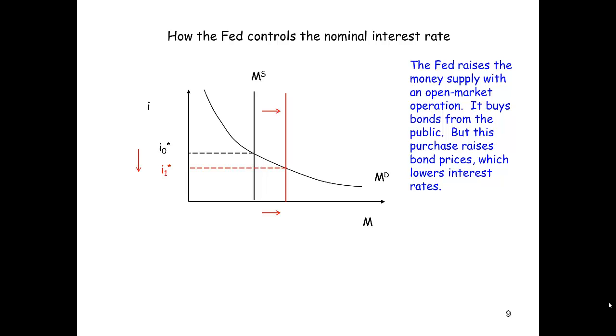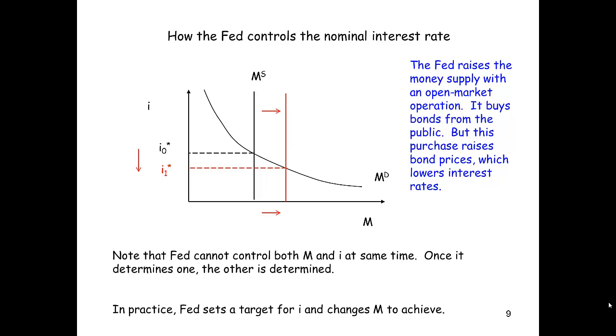Now note that the Fed cannot control both the money supply and the interest rate at the same time. Once it determines one, the other is determined. It can't independently have one money supply and a different interest rate. In practice, the Fed sets a target for the interest rate and then just changes the money supply to achieve that interest rate target.